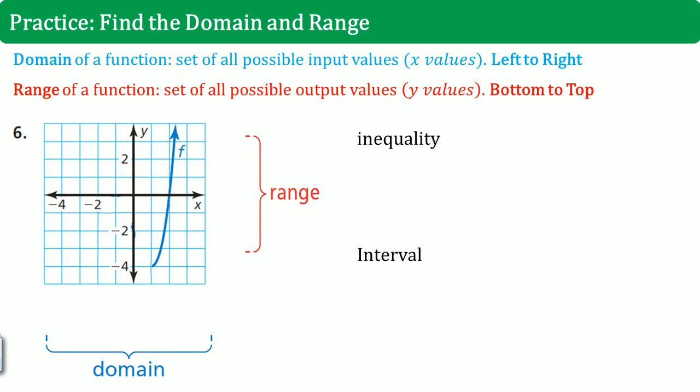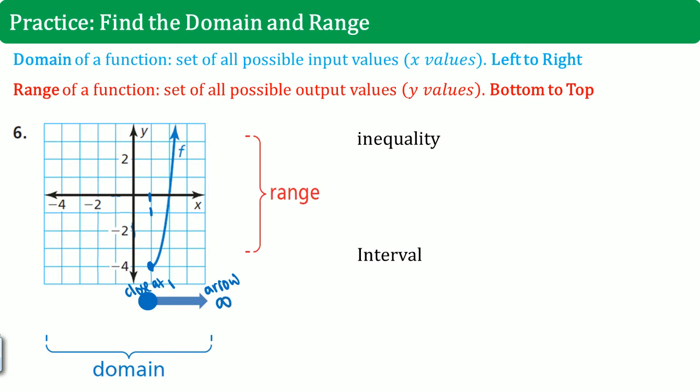Here, it looks a little bit different, but the procedure is the same. The domain is when we look at it from left to right. When we look at it from the left, it seems like it stopped right here. This value looks like it is the value 1. It's closed at 1. Then it goes all the way to the right, and it keeps going. The arrow goes all the way to positive infinity.